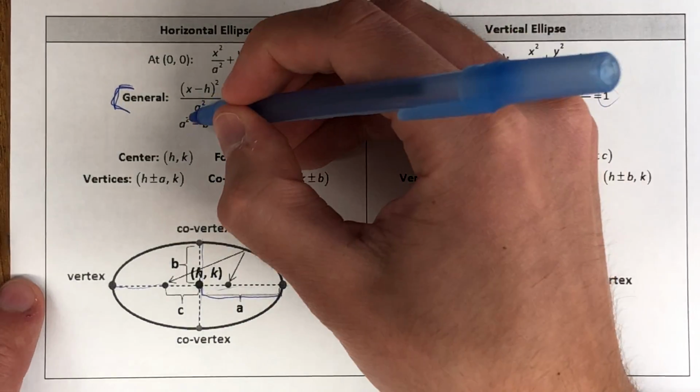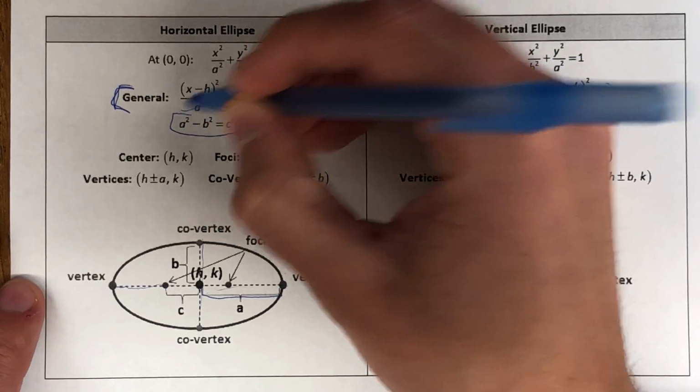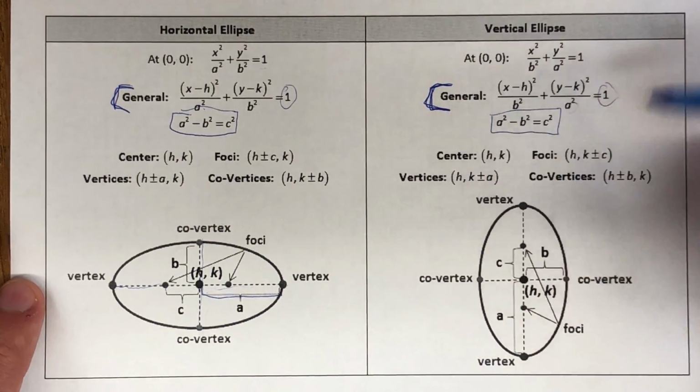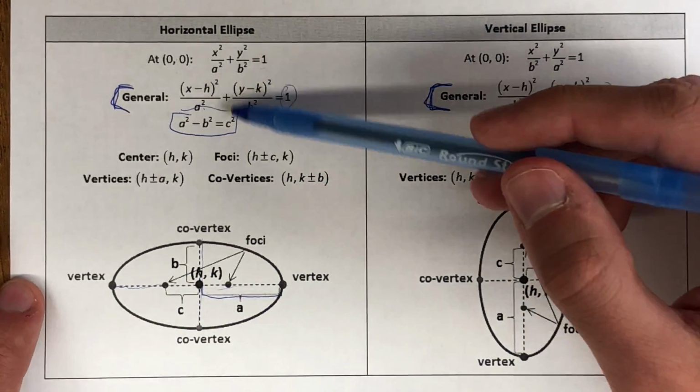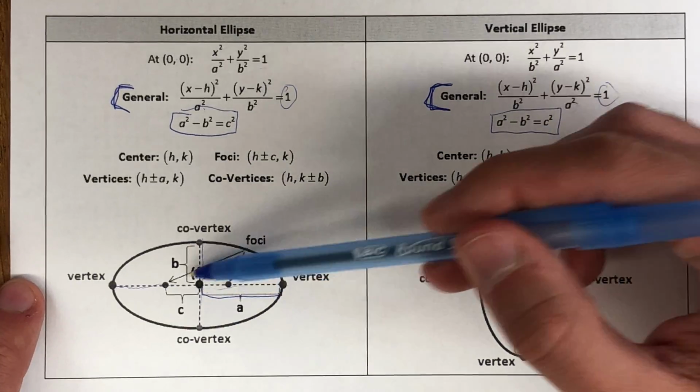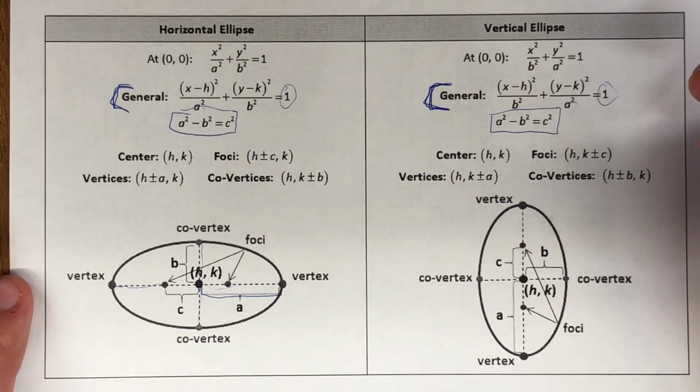Last thing is determining where the foci are. So as I said, the foci are always on that major, or the longer axis. And the way we find that is by doing a squared minus b squared equals c squared. And the distance from the center to the foci is just a distance of c.